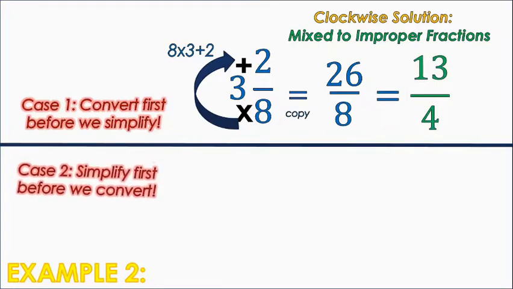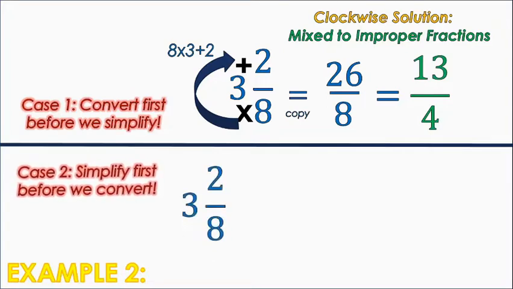Now, let's do case number 2. Simplify first before we convert, using the same example, 3 and 2 over 8. Again, in simplifying a mixed fraction, all we have to do is simply look at the fraction part. If we are going to simplify 2 over 8, we can divide both numerator and denominator by 2. 2 by 2 will give us 1, and 8 by 2 will give us 4. Therefore, its simplest form is 3 and 1/4.